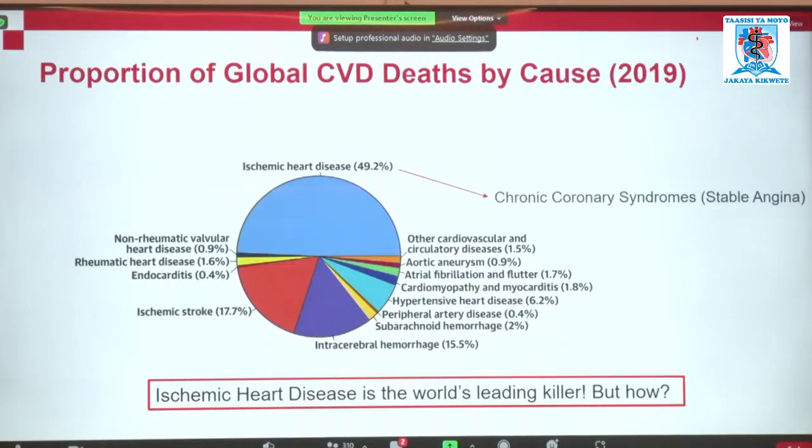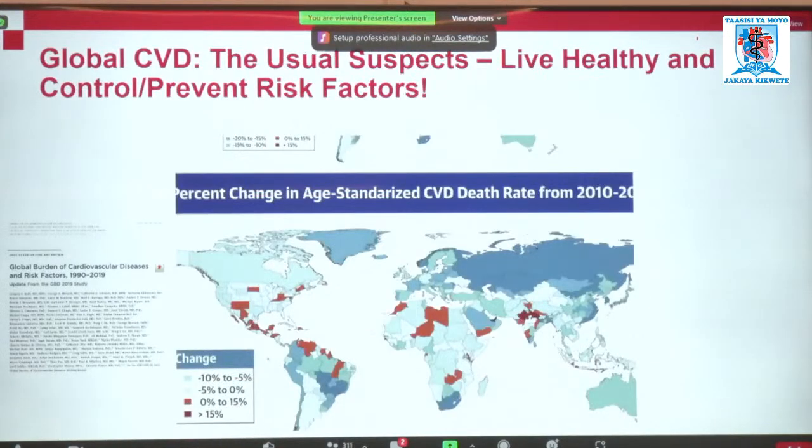But how does this happen? As I mentioned, acute coronary syndromes are the fundamental leading cause of death around the world. And this just shows, sorry, this isn't appearing correctly.